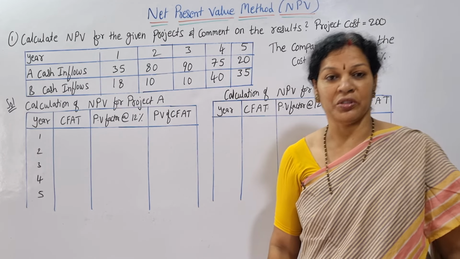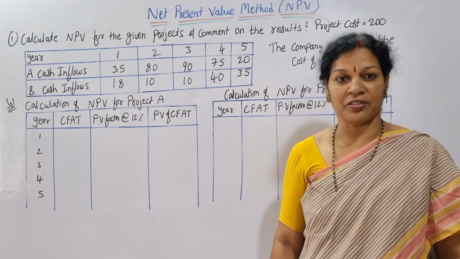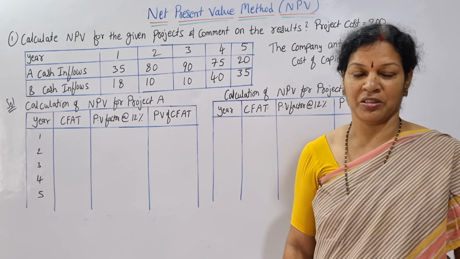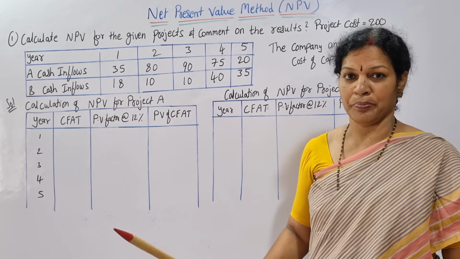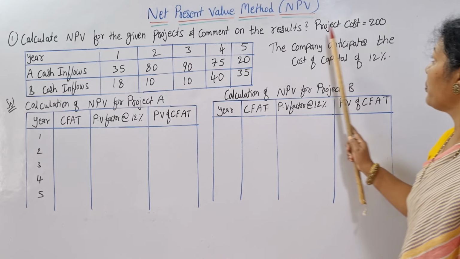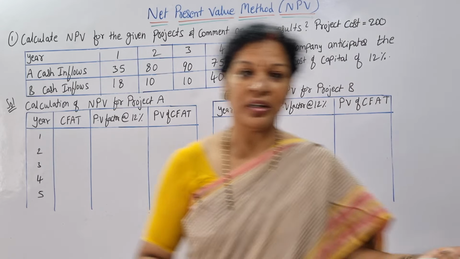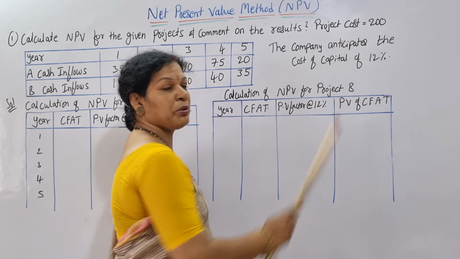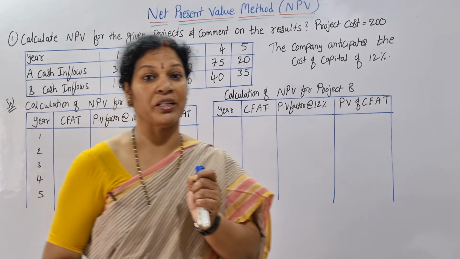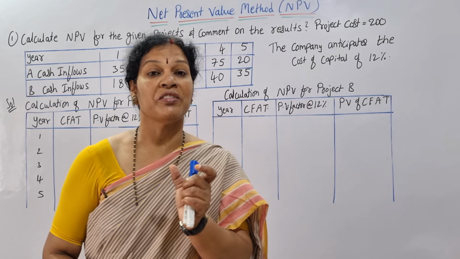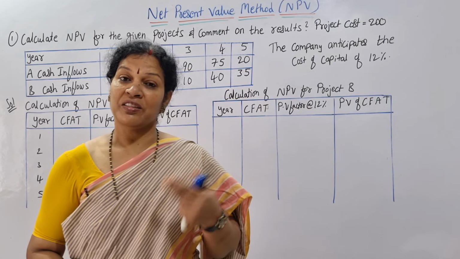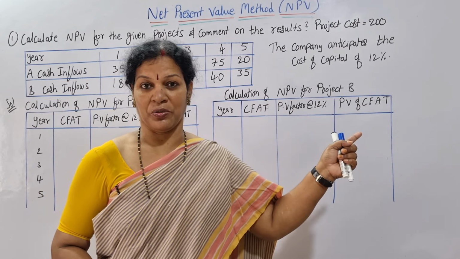I already told you in the last class how to accept on NPV. Always it must be a positive value. Positive means accept it, negative means reject it. But we have two projects. The project cost is 200 they want to invest. The company anticipates a cost of capital of 12%, the discounting rate for present value. In the present value table we are going to see the 12% only.